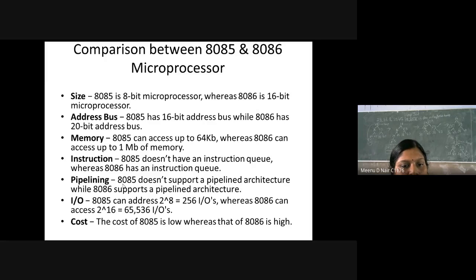Pipelining is supported only for 8086. Then input output is 2 raised to 8 for 8085, 2 raised to 16 for 8086. Then cost, definitely the cost of 8086 is high because that is the most advanced one.